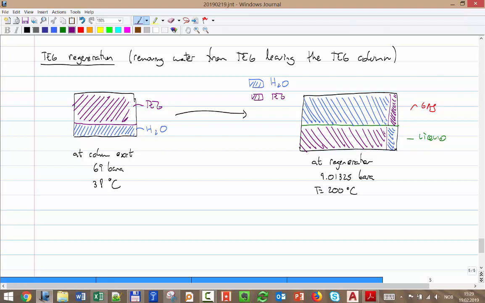Okay, when we boil it, we lower the pressure and we boil it, most of the water becomes vapor, and then I can simply drain it. If they are in different phases, it's very simple to drain. I just have a separator.